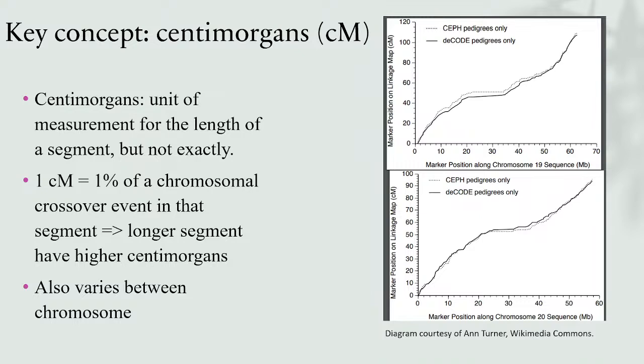Now, why are we using this kind of measurement and not base pairs? Isn't base pair a lot easier to understand? It also doesn't change from chromosome to chromosome. 500 base pairs on chromosome 1 would be exactly the same length as 500 base pairs on chromosome 15.